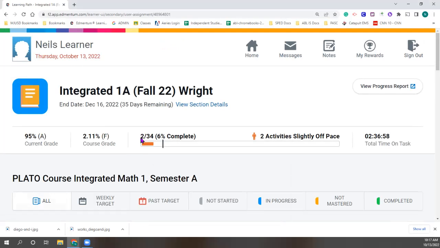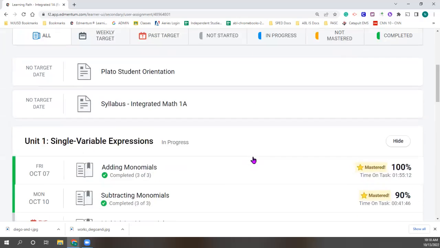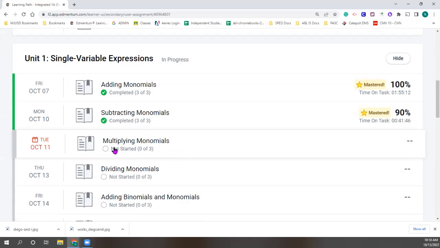I have completed 2 assignments. I am 2 activities behind, making me slightly off pace. So my goal today is to complete those 2 activities. I will do that in 2 videos. This first one will be working with multiplying monomials.